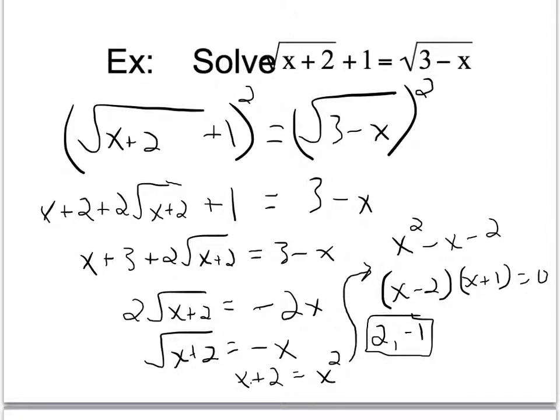Now I want to check for extraneous solutions. I would plug those back up top into the original equation, and you'll end up seeing that negative 1 will not work. So negative 1 is our extraneous solution, but 2 will work. So 2 will be our answer.